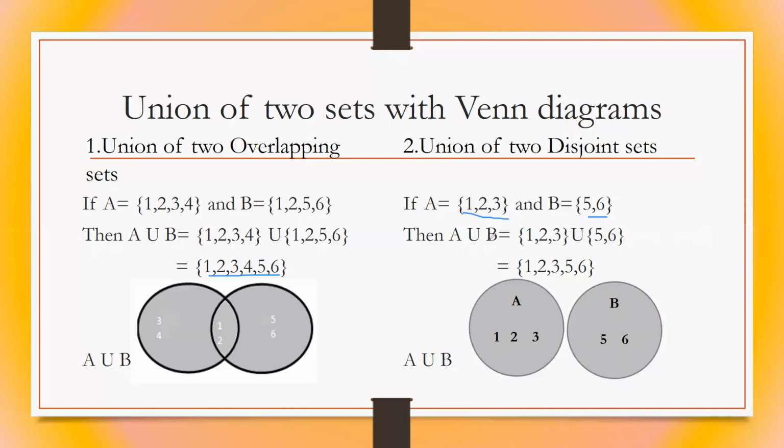In overlapping, 1, 2 is not going to be shaded. We have to check the answer. We have to shade the whole answer, not only the overlapping part. I'm giving the answer here. In the overlapping set, we have to shade the whole diagram. Okay? We have to check the answer. Clear? Very good. Now come on disjoint set.